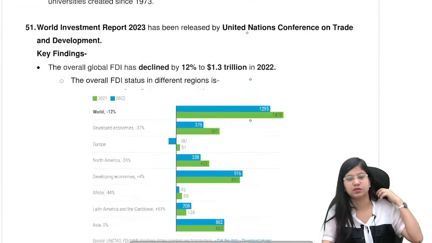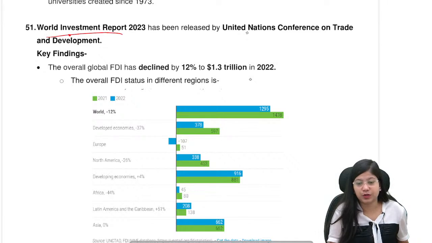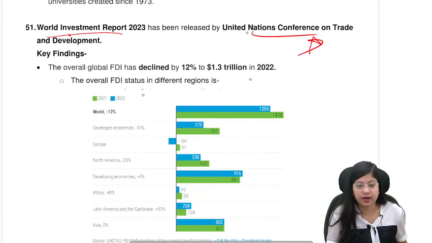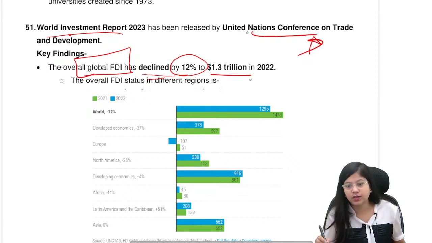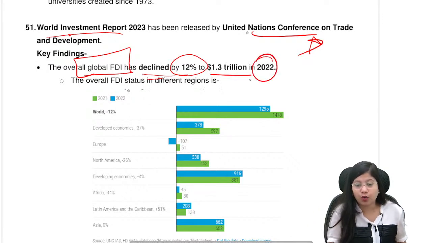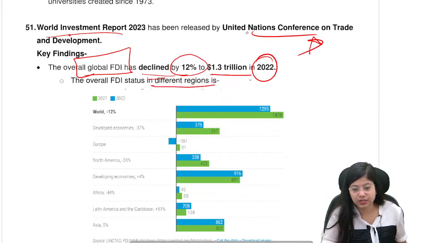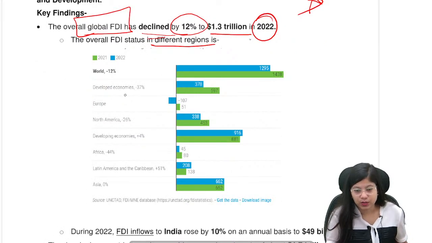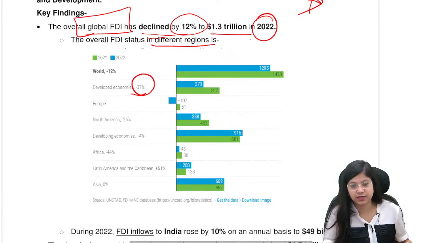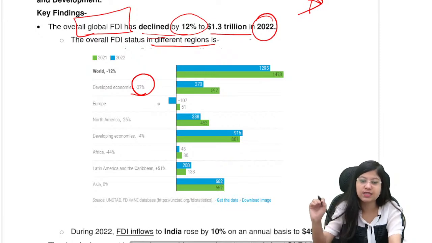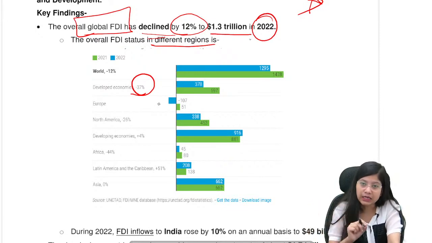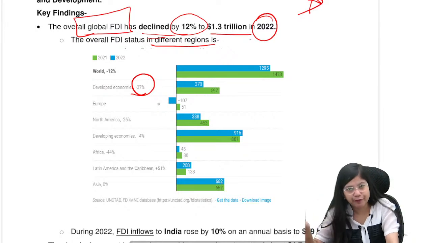Next is World Investment Report, again an important report by UNCTAD. Overall, global FDI has declined by 12% to $1.3 trillion in 2022. The overall FDI status in different regions is this. In the developed countries, we see minus 37%, a decline of 37%, and this decline is with respect to the FDI flows.